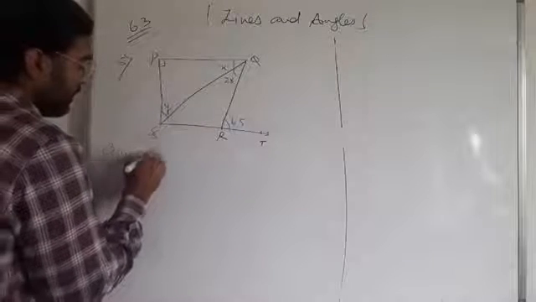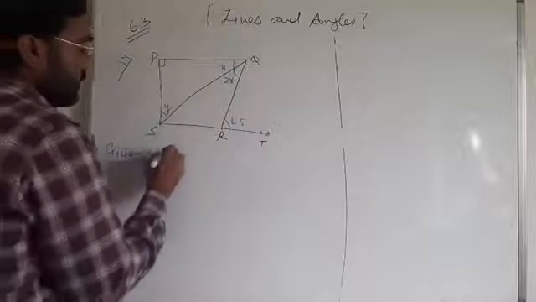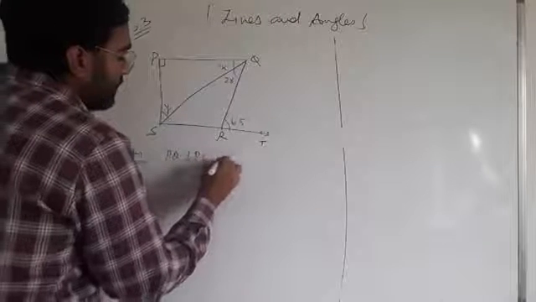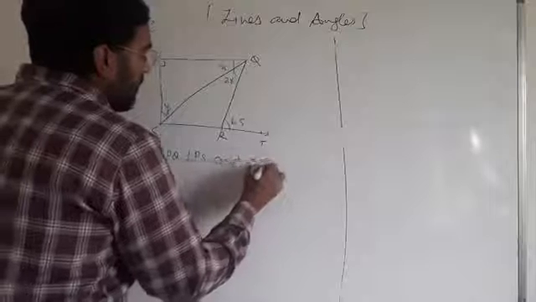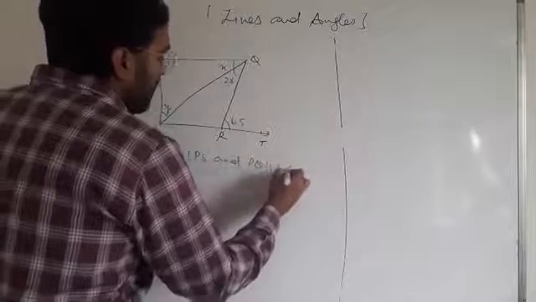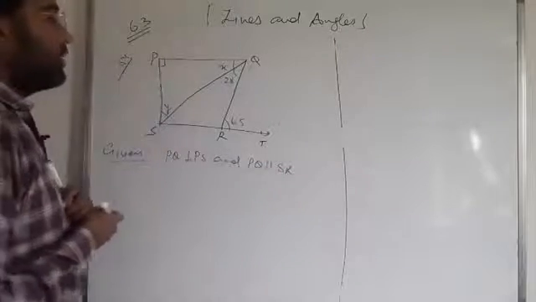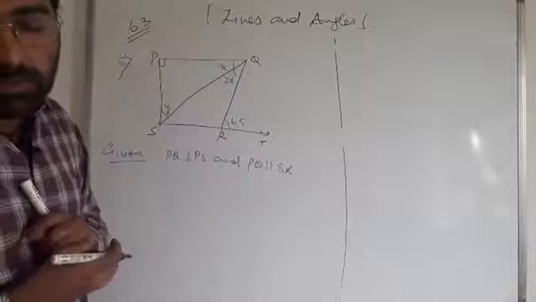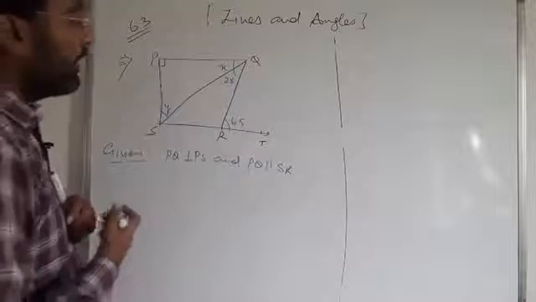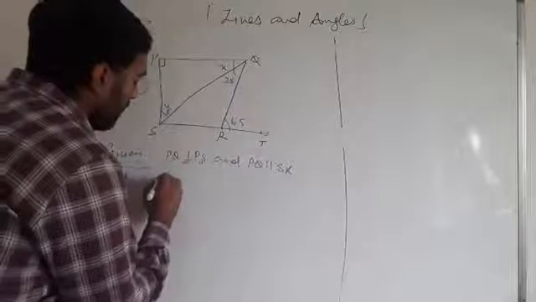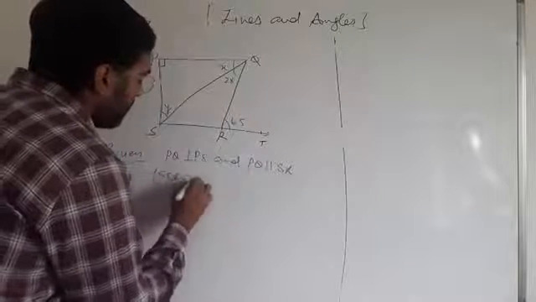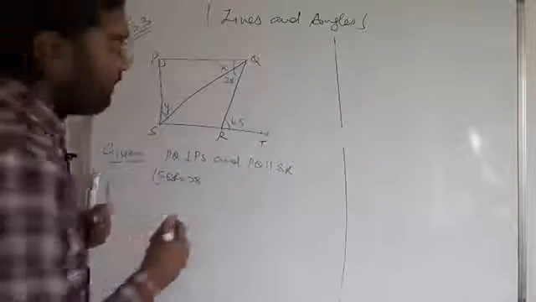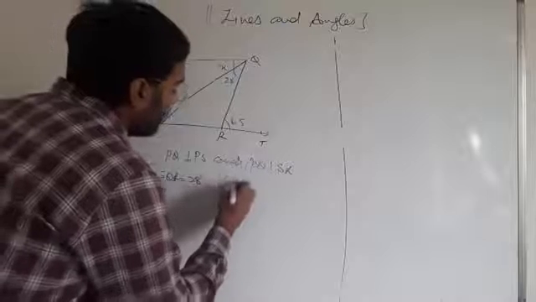Now from the given, PQ is perpendicular to PS and PQ is parallel to SR. Angle SQR is equal to 28 degrees, and angle QRT is equal to 65 degrees.